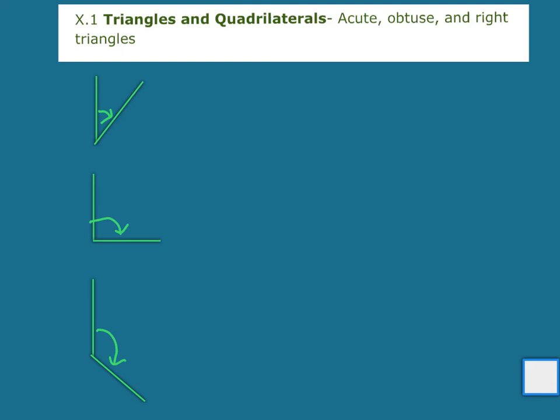Most of you guys know that. So here's my acute angle right there. It's little. It's cute. This one is really big. It's a big angle, so we call it obtuse. We say that obtuse because it's a big angle. So there's my obtuse.